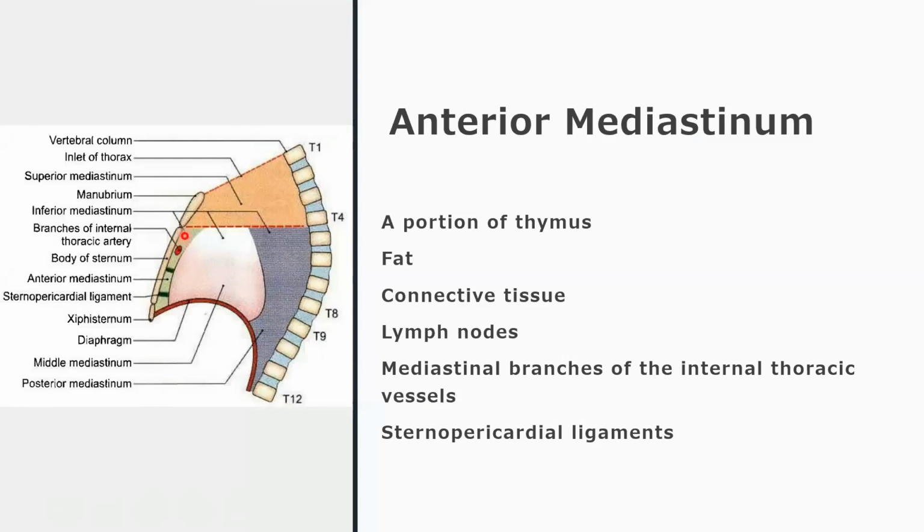Then anterior mediastinum is a very small space. There are some ligaments here attaching the pericardium to the sternum. These are called sternopericardial ligaments. Then, as we told in the superior mediastinum, a portion of the thymus can extend into the anterior mediastinum. Then you have other fat connective tissue, and you can have a few lymph nodes. So that's the anterior mediastinum between the pericardium and the sternum.